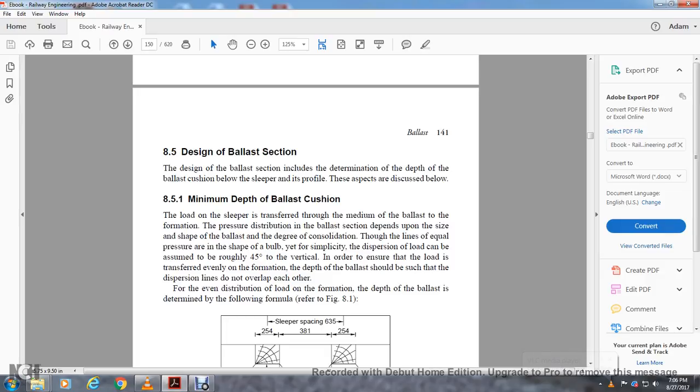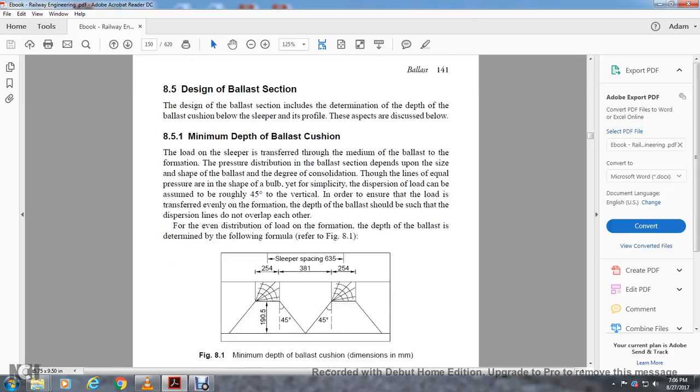The pressure distribution in the ballast section depends upon the size and shape of the ballast, the degree of consolidation, the lines of equal pressure, and the shape of the bulb. For simplicity, the dispersion of the load can be assumed at roughly 45 degrees to the vertical, so that the load is transferred evenly on the formation. The depth of the ballast should be such that the dispersion lines do not overlap each other, for even distribution of load on the formation. The depth of the ballast is determined by the following formula, Figure 8.1.